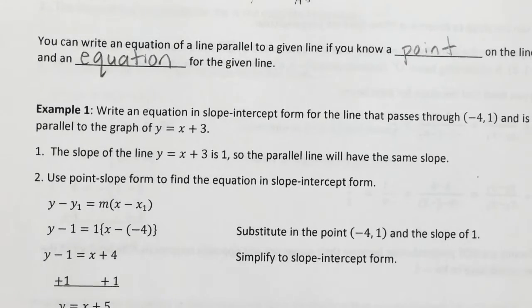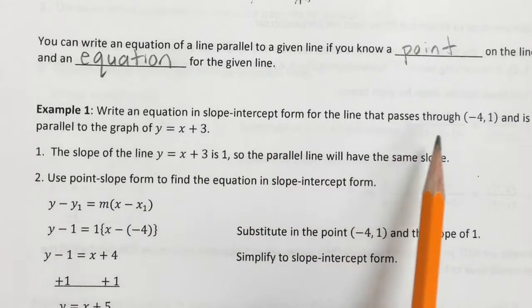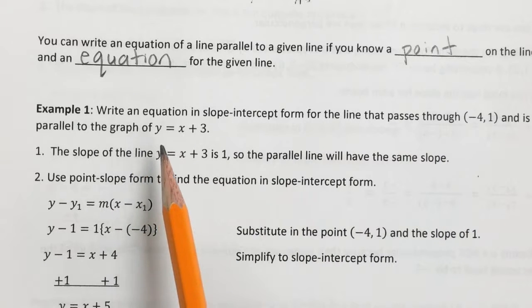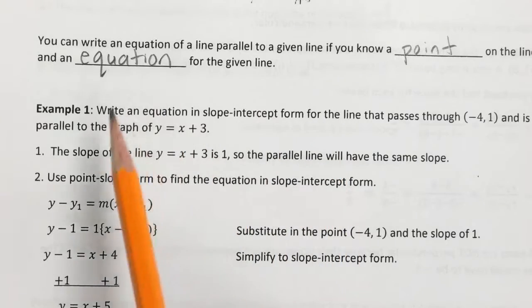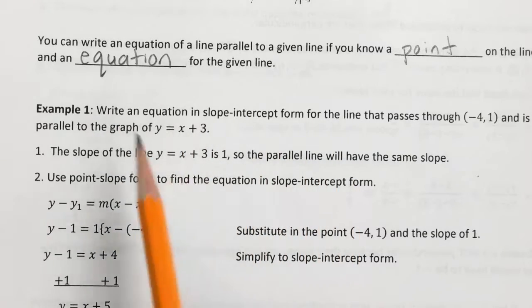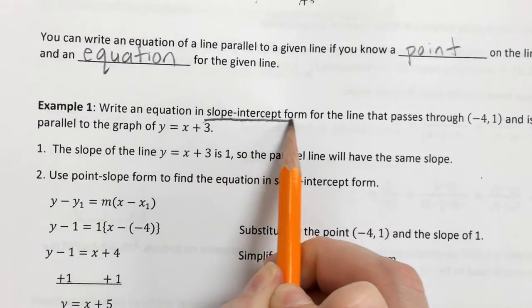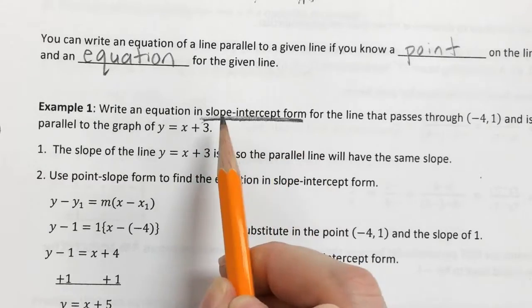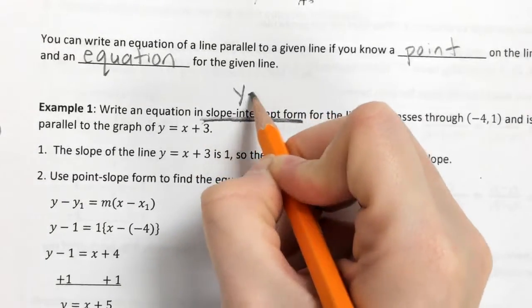Okay, so example 1. It says write an equation in slope-intercept form for the line that passes through negative 4, 1 and is parallel to the graph of y equals x plus 4. This says a lot of important stuff. First, you see it says write the equation in slope-intercept form. This is your final answer, needs to be in slope-intercept form. So what is that? Y equals mx plus b. Good.